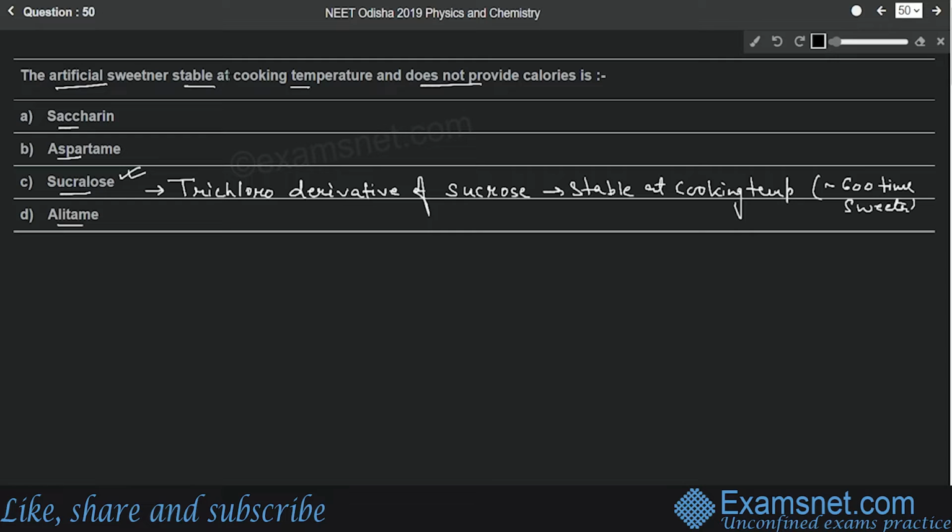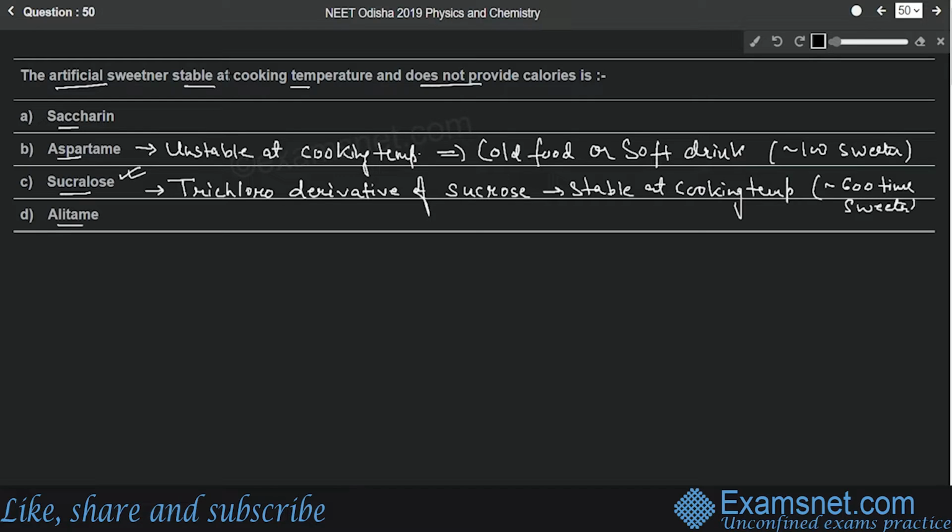And which one is unstable at cooking temperature? The second one, that is aspartame. This is unstable at cooking temperature. Then where is it used? It is limited to cold foods or soft drinks only. What about its sweetness? It is about 100 times sweeter than the cane sugar.